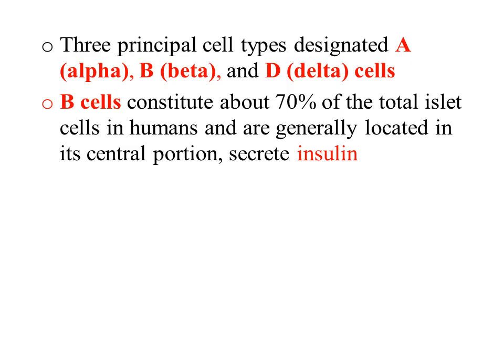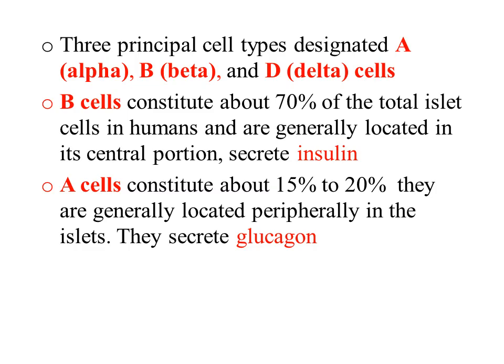We have alpha cells, beta cells, and delta cells. The beta cells constitute about 70% of total islet cells in the human and are generally located in the central portion of the islets of Langerhans. As we know, beta cells secrete insulin that regulates blood glucose. And we have alpha cells that constitute about 15% to 20%, generally located peripherally in the islets, and they secrete glucagon, which is secreted when there is a decrease in blood glucose, while insulin is secreted when there is an increase in blood glucose.